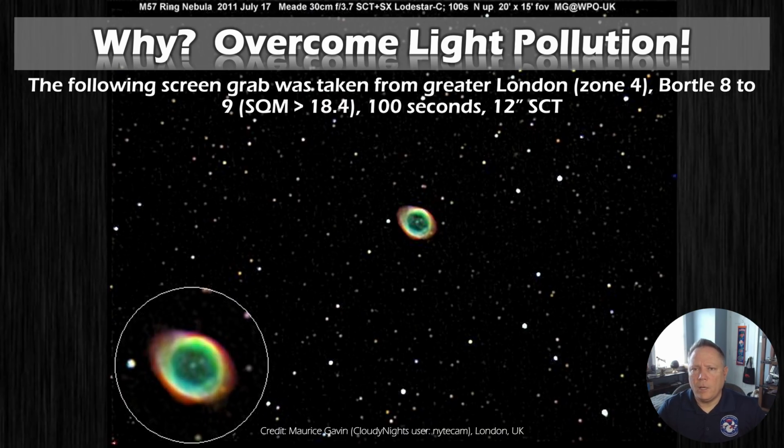Now, another reason to do EAA is to overcome light pollution. And this is a great example. Again, we're still looking at M57, but this screen grab was taken from Greater London in Zone 4. So that's basically Bortle 8-9. And it's 100 seconds from a 12-inch SCT. And you can clearly see that not only are we seeing some good detail, but we've got some great color coming from a very, very light polluted location.